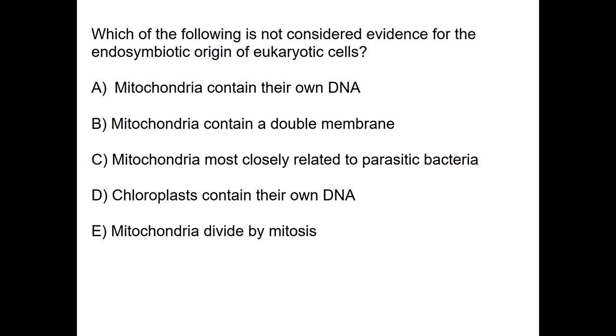So, here's our question. Which of the following, A, B, C, D, E, is not considered evidence for the endosymbiotic origin of eukaryotic cells? Mitochondria contain their own DNA. Mitochondria contain a double membrane. Mitochondria are most closely related to parasitic bacteria. Chloroplasts contain their own DNA, or mitochondria divide by mitosis. Okay, I think you guys know that one, right? We know that mitochondria divide by fission, just like the bacteria.